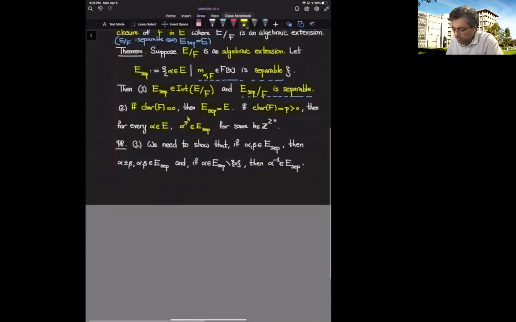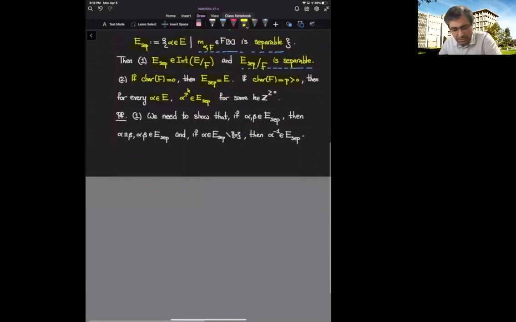So again, the important part, as we will see, is to show that E sub sep is a subfield, and then to prove that for every alpha, I can raise it to some power of p and end up being inside this particular subfield, E sub sep, the separable closure of F inside E. Let's start with showing why it is a subfield. So what does that mean?